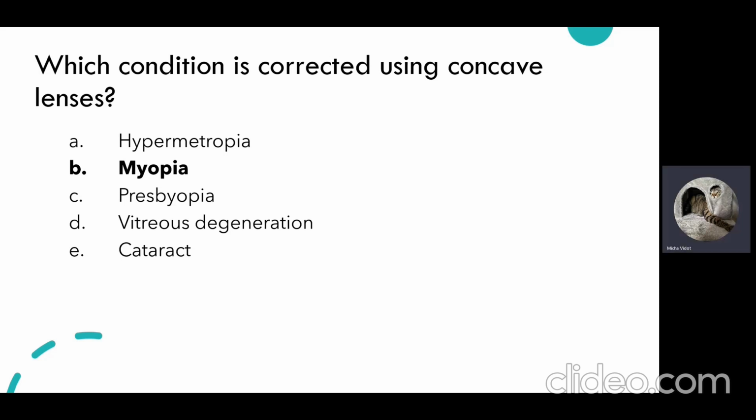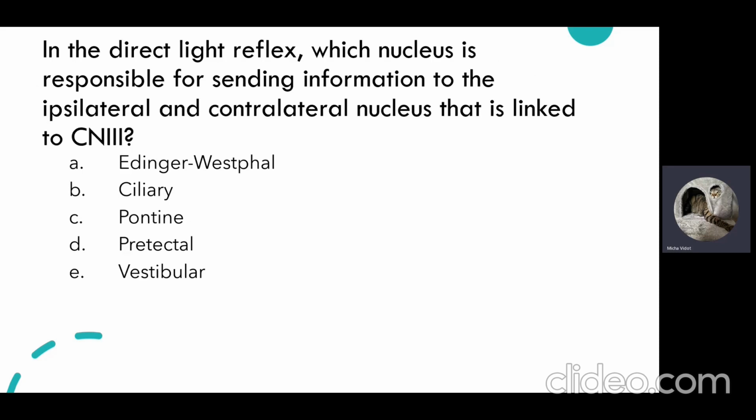In the direct light reflex, which nucleus is responsible for sending information to the ipsilateral and contralateral nucleus that is linked to the oculomotor nerve, or cranial nerve 3? A, the Edinger-Westphal, B, ciliary, C, pontine, D, pretectal, or E, vestibular. And the answer is D, the pretectal nucleus.